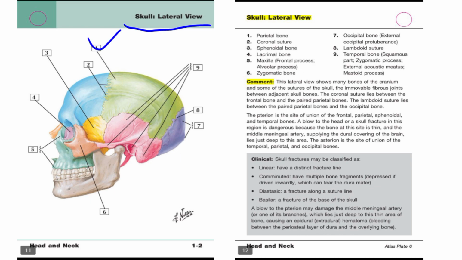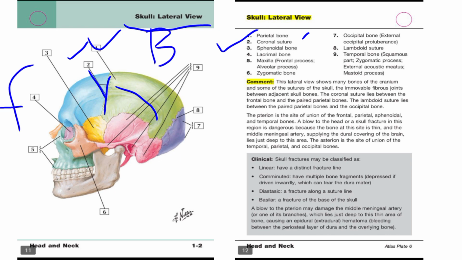The first label you can see here in the green is the parietal bone. All the green area is the parietal bone. The second label represents a suture. This is the coronal suture. The coronal suture divides the body into the front half and the back half. If you divide like this, it divides the body into front and back. This is the coronal suture.